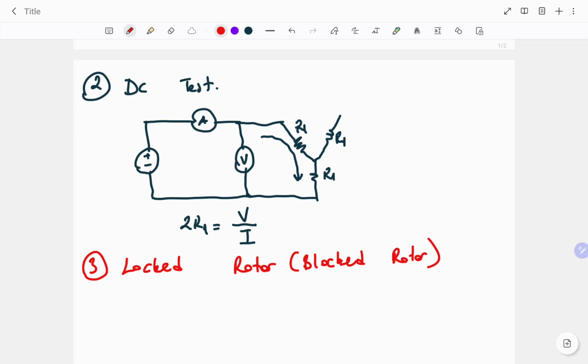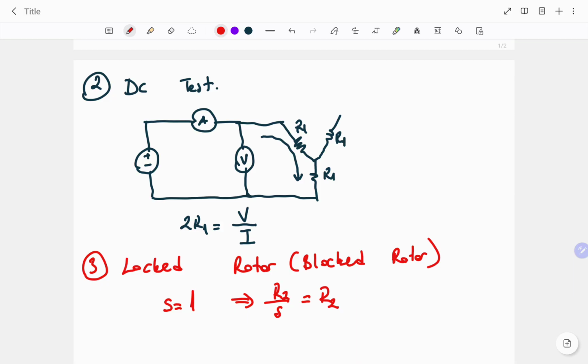And we will stop the operation during that part. So the system will be stationary, so there will be no NM. NM will be 0. So if NM is 0, the slip must be 1. And from here, the last component of the circuit, R2 over S, will be equal to R2.